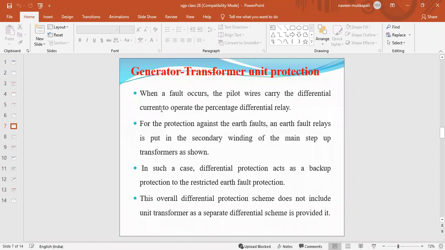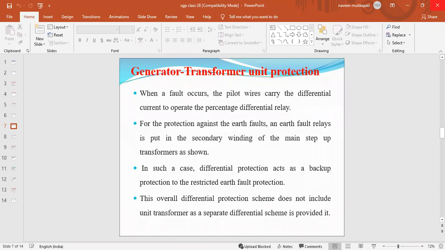When a fault occurs, the pilot wires carry the differential current to operate the percentage differential relay. By using that differential current, the percentage differential relay will be operated.